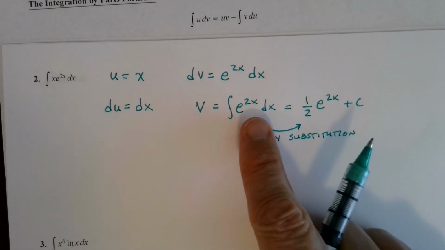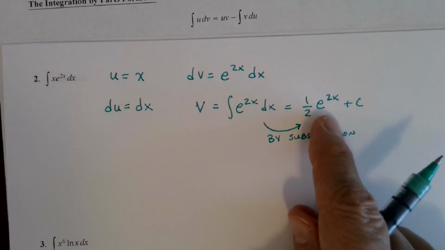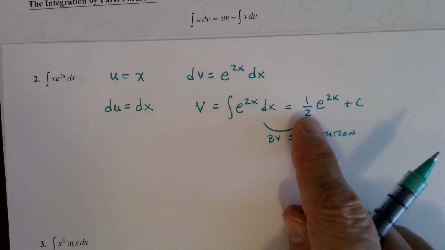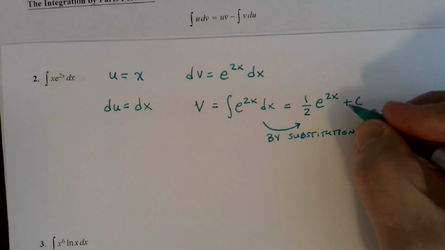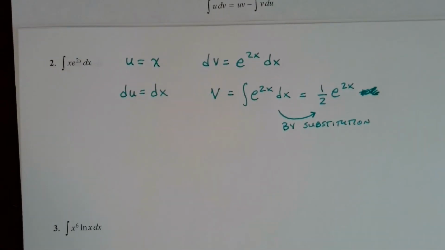So be careful, the antiderivative of e to the 2x is not e to the 2x. Just take the derivative of e to the 2x, and you know you've got a chain rule there. Okay, so you need this 1/2 factor in front of it. Okay, and I did a plus c. I don't really need a plus c, sorry. We'll put the plus c at the end.